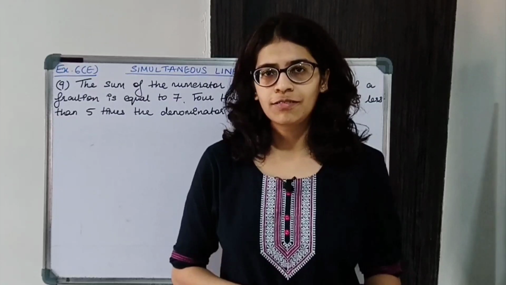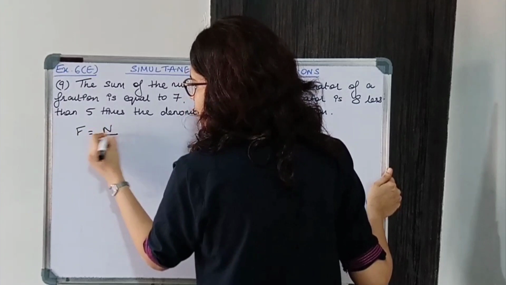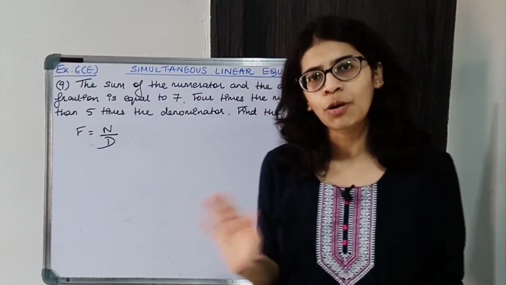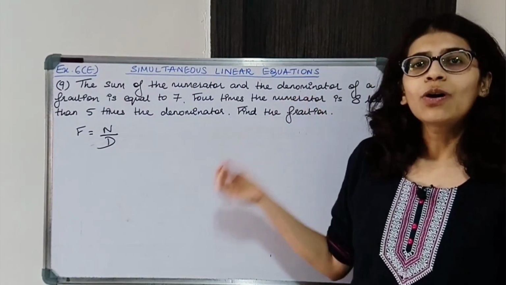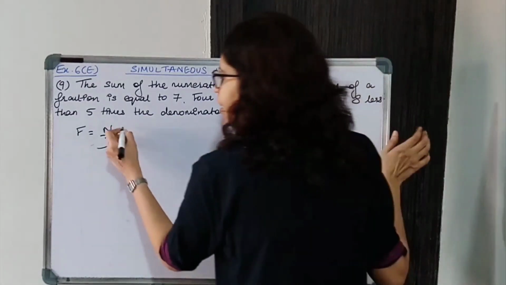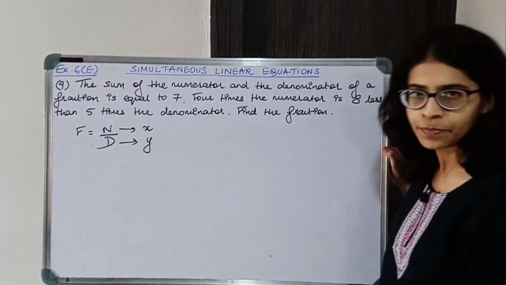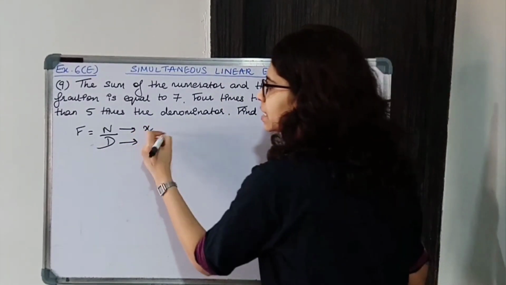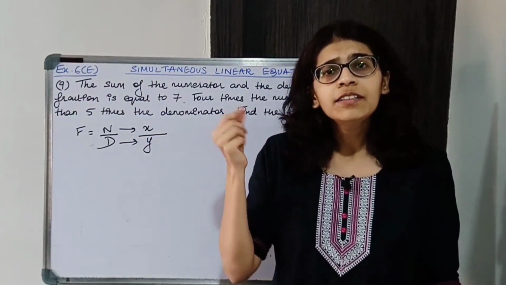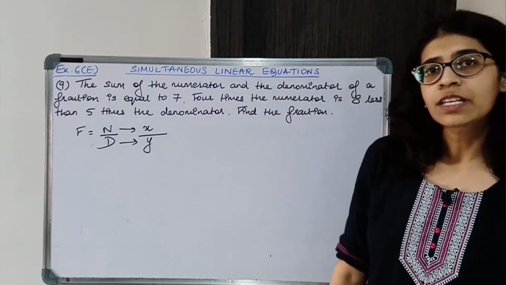There is a fraction. Now we know that fraction is numerator upon denominator. Okay, some number in numerator and some number in denominator. Now what is the numerator and what is the denominator? We don't know the values. So let's say the numerator is x and denominator is y. So the fraction will be x upon y. Now, to find the values of x and y, we need two linear equations. So let's check the two conditions given to us.